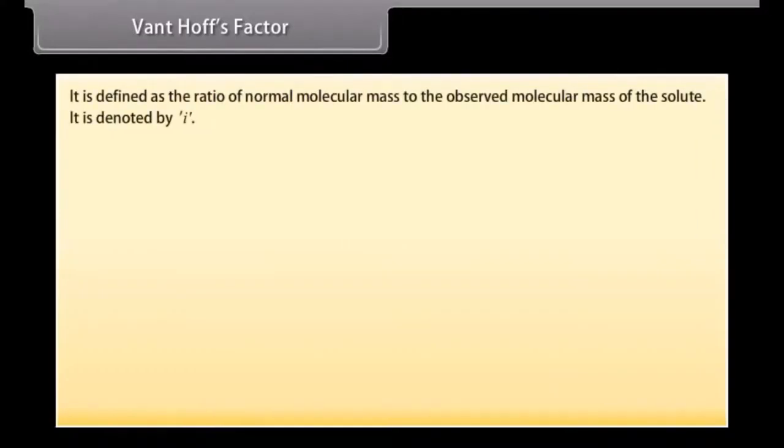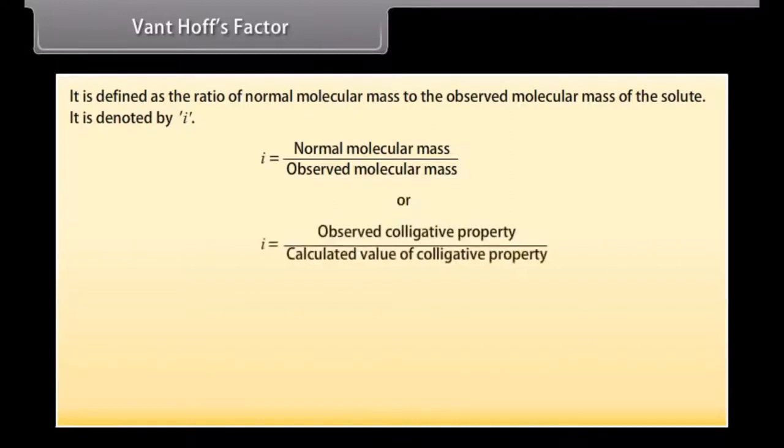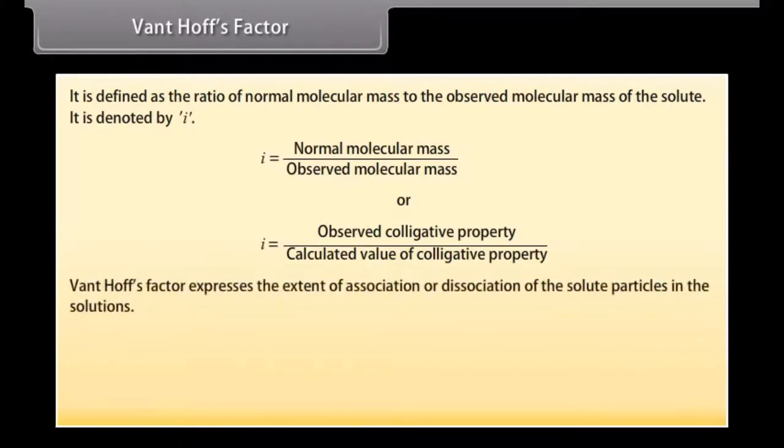Van Hoff's factor. It is defined as the ratio of normal molecular mass to the observed molecular mass of the solute. It is denoted by i. i is equal to normal molecular mass divided by observed molecular mass, or i is equal to observed colligative property divided by calculated value of colligative property. Van Hoff's factor expresses the extent of association or dissociation of the solute particles in the solutions.